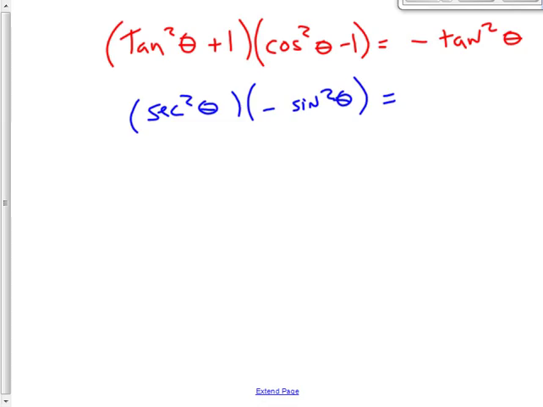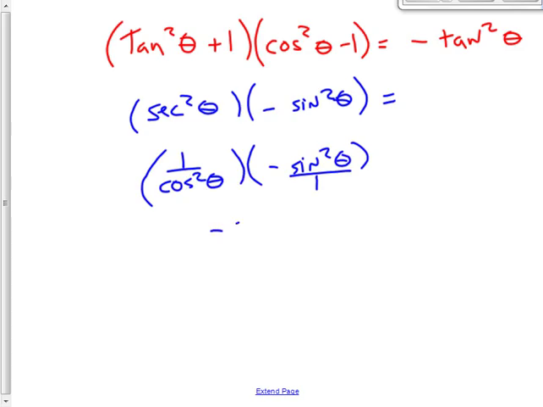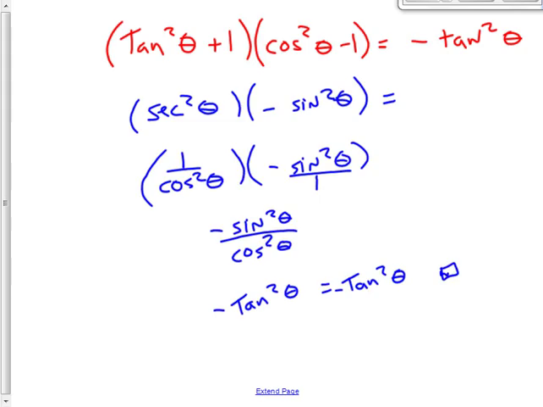So I go through and I see that I have a secant squared and a sine squared. Well, secant squared is 1 over cosine squared. Don't go back and change this into a Pythagorean identity, because then you're just going back to where you started from. So you want to keep moving forward, try something different. On the top now I have negative sine squared theta, 2 fractions multiplied. On the bottom I have cosine squared theta. Sine squared over cosine squared is tangent squared. Well, that's exactly what I wanted. I wanted the left side to look like a negative tangent squared. I'm done with that. And that one wasn't so bad.